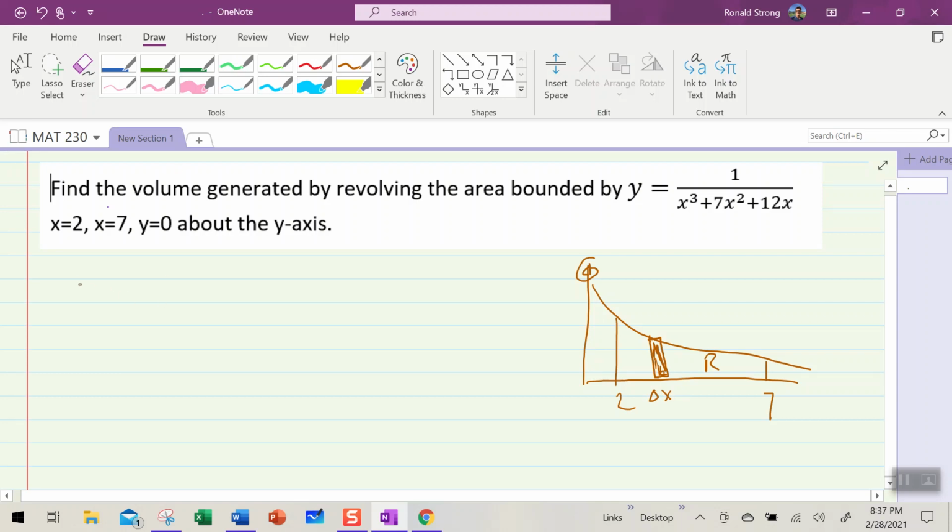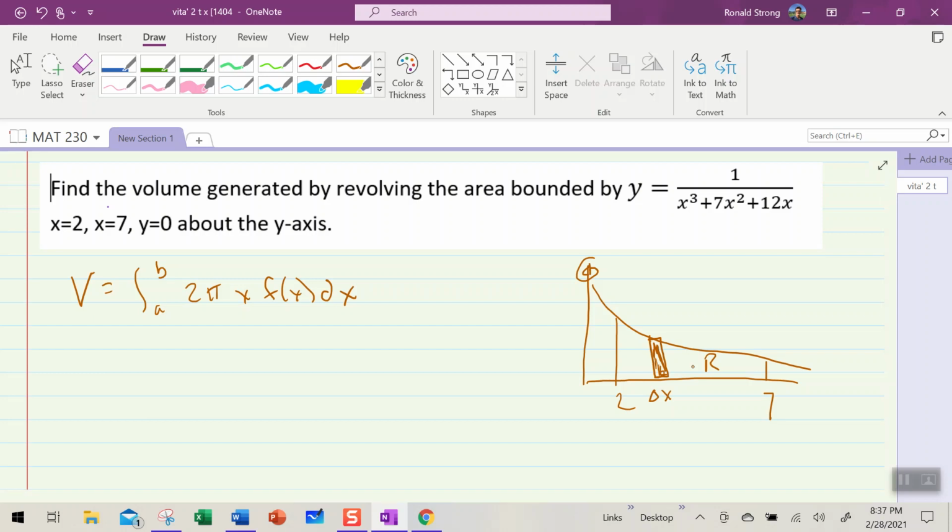The formula for cylindrical shells: volume equals the integral from a to b of 2 pi x f of x dx, where x represents the radius of any individual shell, and f of x represents the height of any individual shell.